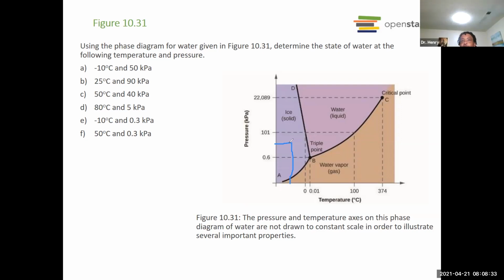Hey, Kayla, since you're the only one that answered, you can do B. 25 Celsius, 90 kilopascals. Abby, you get to do C. Selena, you get to do D, and Matt, you get to do E. And we'll let Jessica do F.